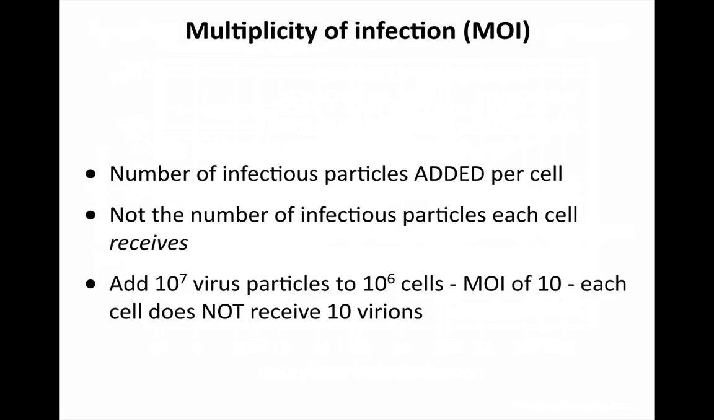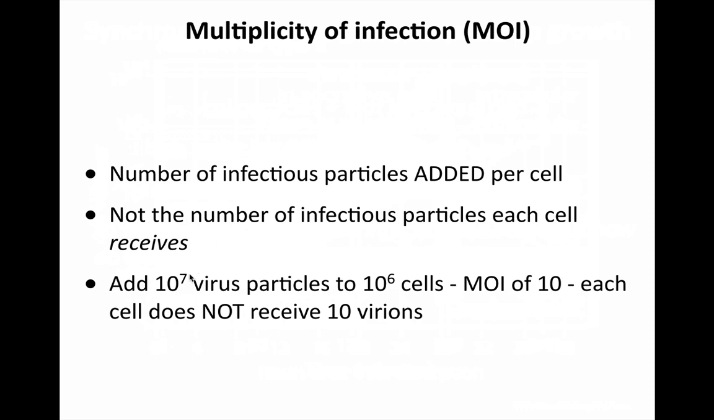Well, the answer lies in another term that we have to remember, the multiplicity of infection, or MOI. We're going to see this throughout this course, so you need to learn this. Multiplicity of infection is defined as the number of infectious particles added per cell. It's what you add as the investigator to the cell culture. It's not the number of particles that each cell will end up receiving. That is actually quite different, and we'll talk about that in just a few seconds.